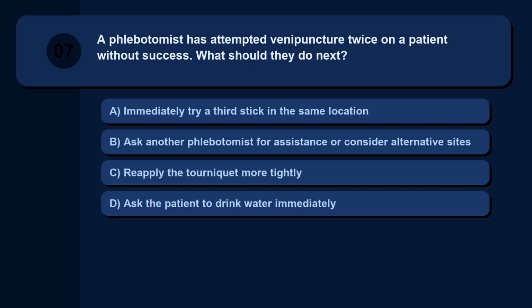Question 7. A phlebotomist has attempted venipuncture twice on a patient without success. What should they do next? Immediately try a third stick in the same location. Ask another phlebotomist for assistance or consider alternative sites. Reapply the tourniquet more tightly. Ask the patient to drink water immediately. After 2 unsuccessful attempts, clinical policies recommend seeking assistance to prevent patient discomfort and complications.